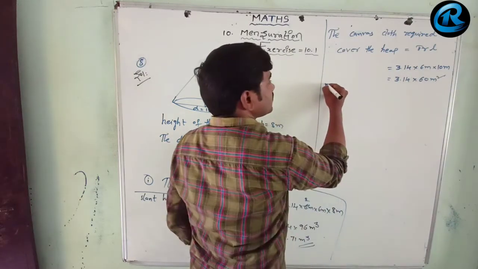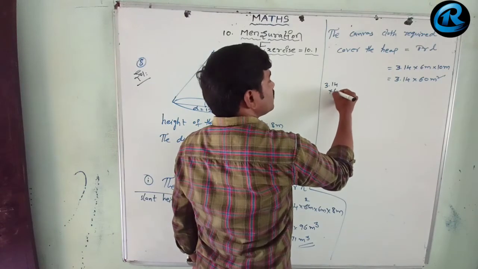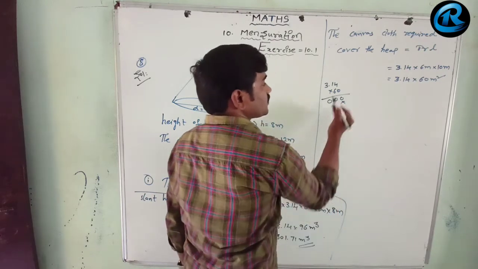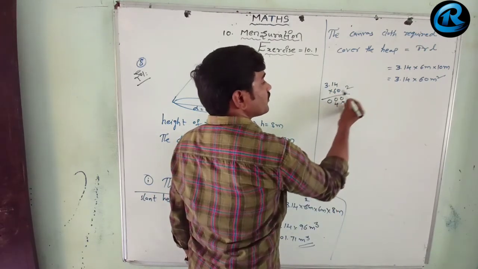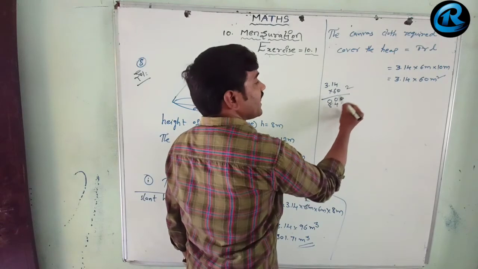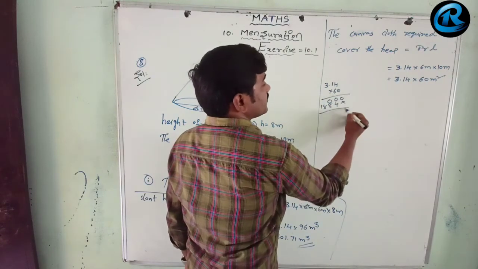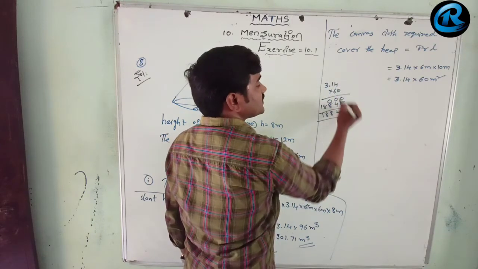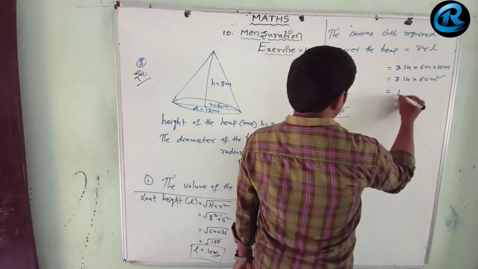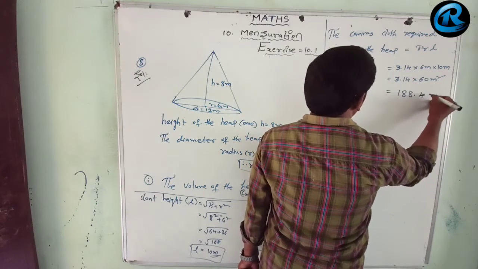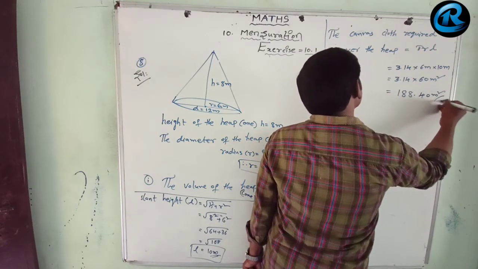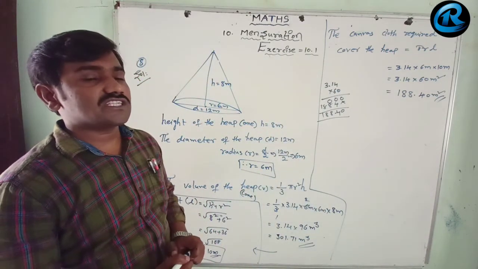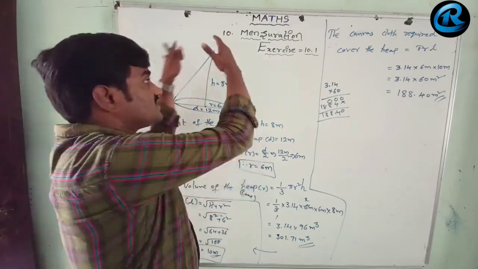Let us multiply this, 3.14 into 60. With 0 you multiply, you get zeros only. 6 4s are 24, 2 carry. 6 1s are 6 plus 2 is 8, and 6 3s are 18. So 18840. There are 2 decimal digits here, so we write 2 decimal digits. Then 188.40 meter square of canvas cloth is required to cover this heap.